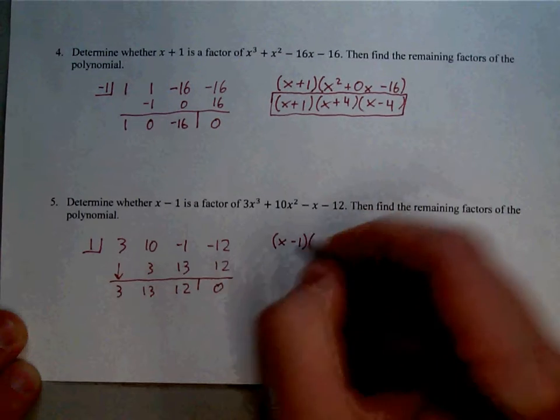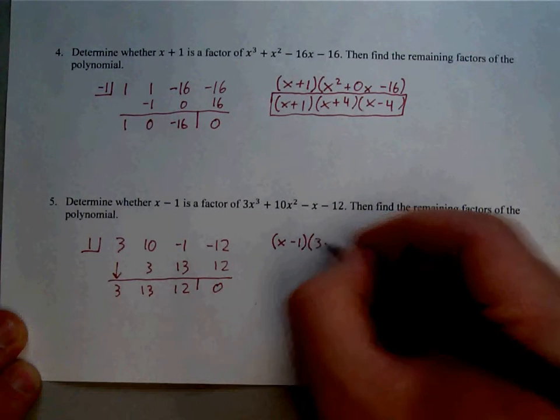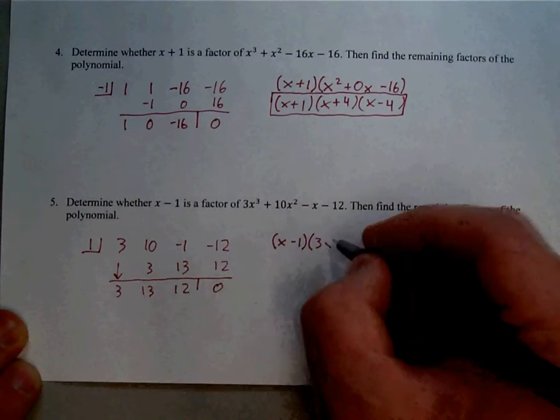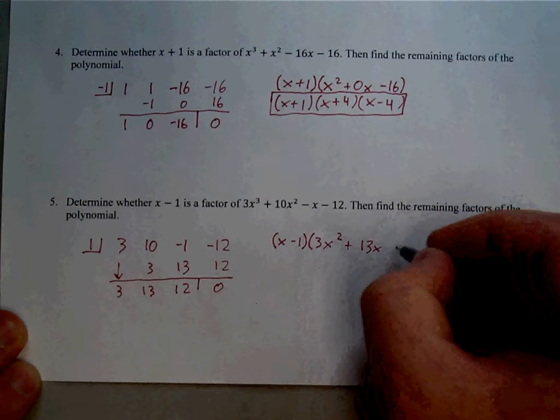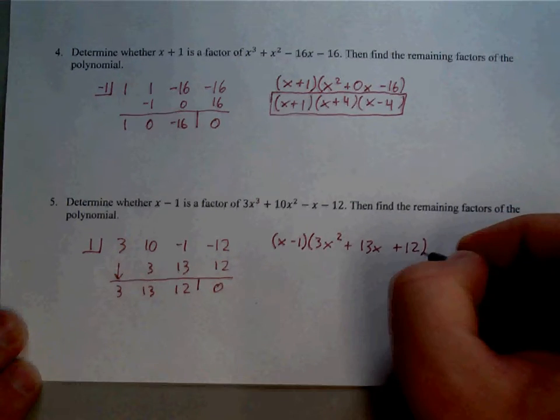So we pulled it out. What's left? We have 3. There was x cubed, so this is x squared, so 3x squared plus 13x plus 12. Now I have to factor that.